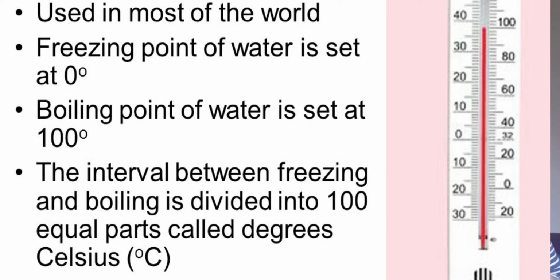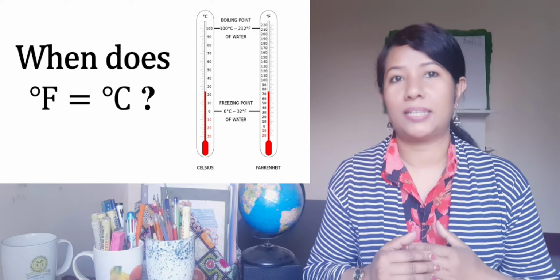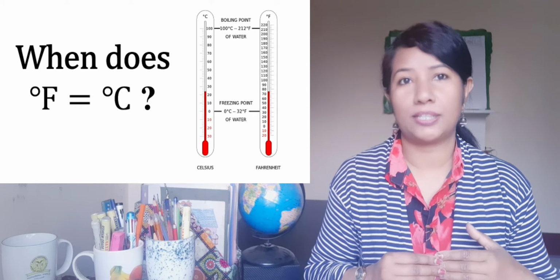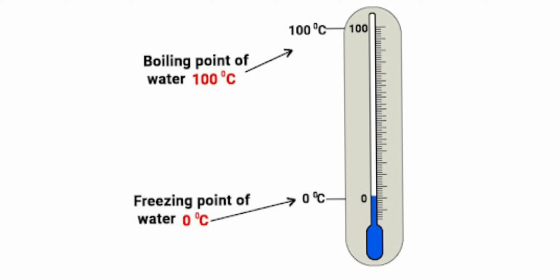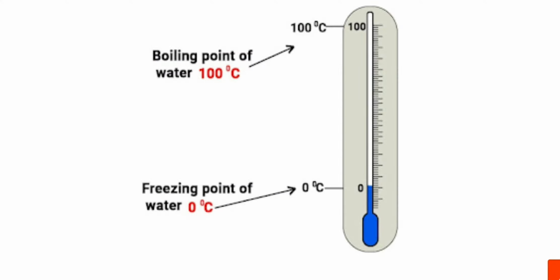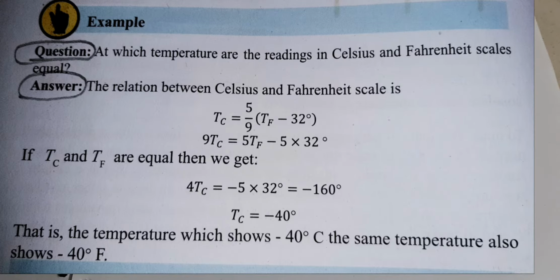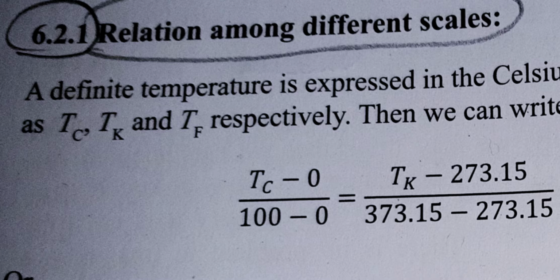On this scale, at 1 atmospheric pressure, the temperature at which ice melts is called 0 degrees Celsius. The temperature at which water boils is assumed to be 100 degrees Celsius. So that means whenever you have 100 degrees Celsius, water is boiling, and whenever 0 degrees Celsius, it is ice.